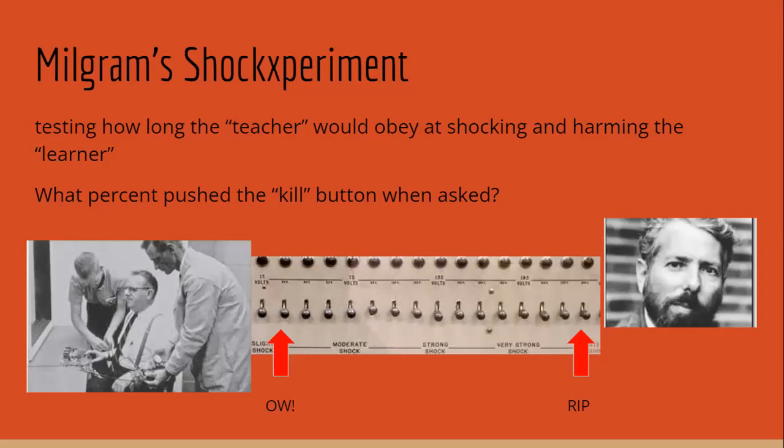What percent do you think actually went all the way to the button that would supposedly kill the person, and they actually thought it would? Well, I would think a low percent, but actually 67. 67% of people that participated in the experiment willingly pushed the kill button. Fortunately, it's not real, but that's interesting to know. That doesn't seem very good to me.